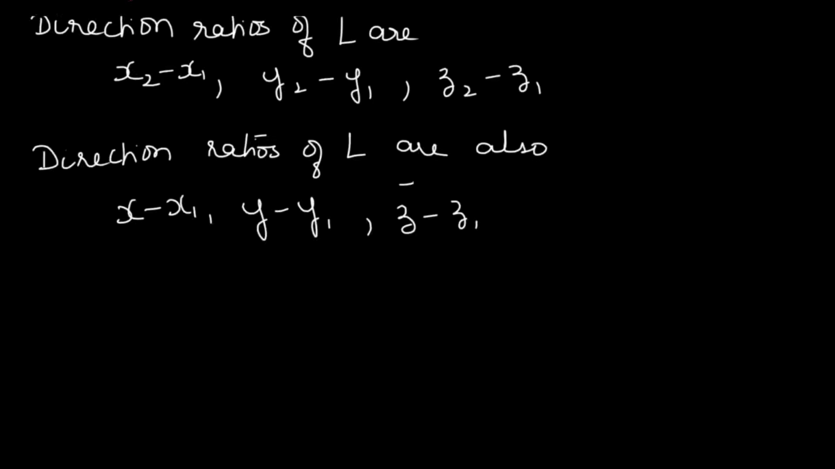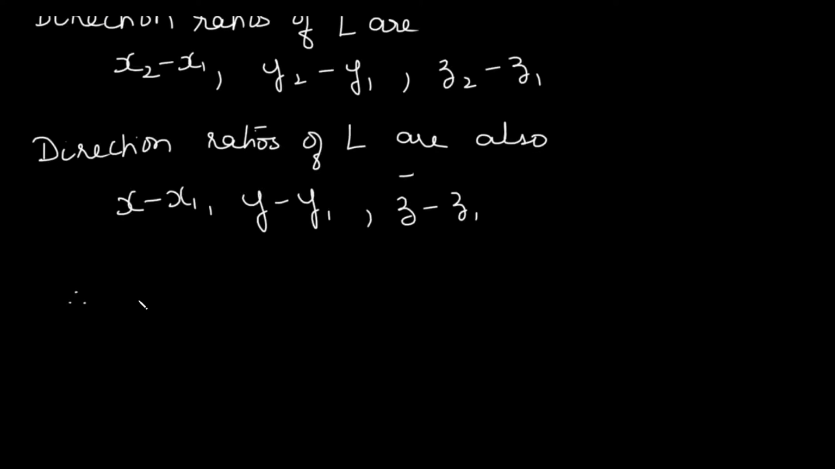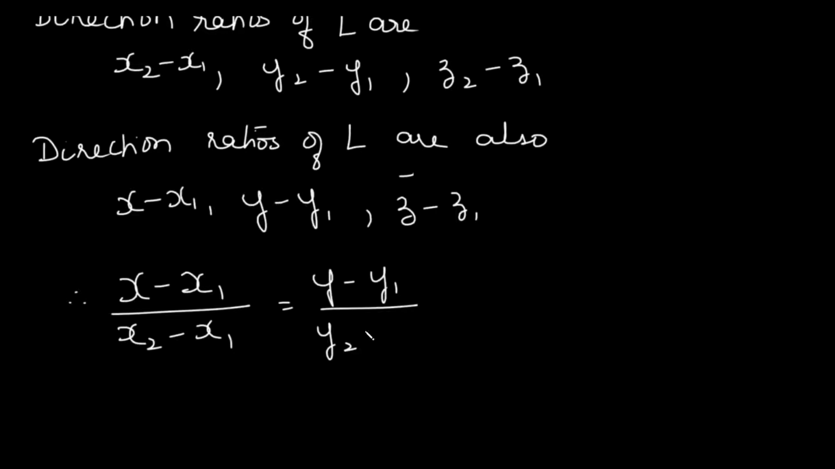So combining both these values, we can say that the corresponding ratios are equal. So x minus x1 upon x2 minus x1 is the same as y minus y1 upon y2 minus y1, which is equal to z minus z1 upon z2 minus z1. So these equations are the required Cartesian equations of the line.